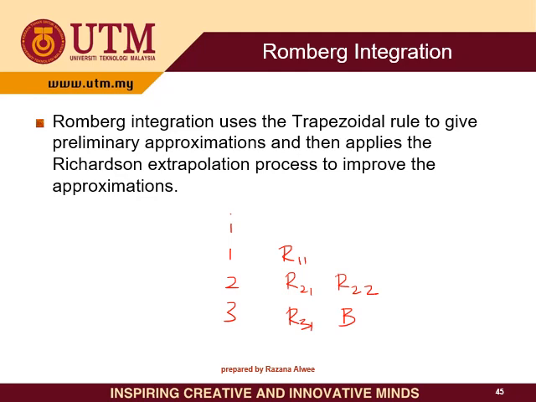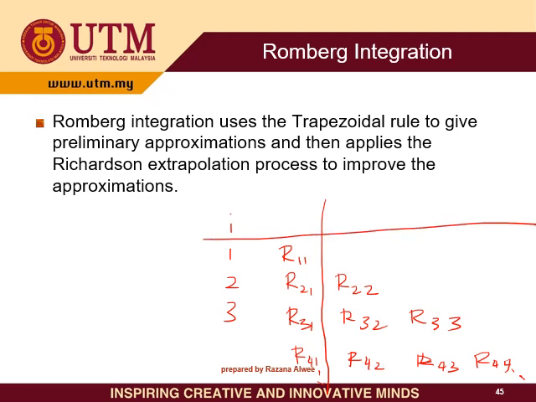R31, sorry, R31, it will be R32, R33, and R41, R42, R43, R44, and so on. Okay, 5, and so on. Okay, divided by 2 in Romberg integration.